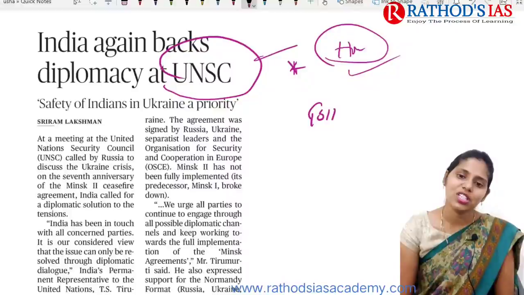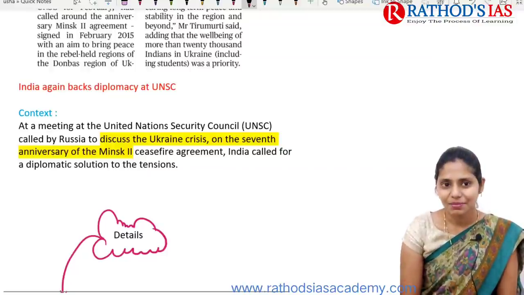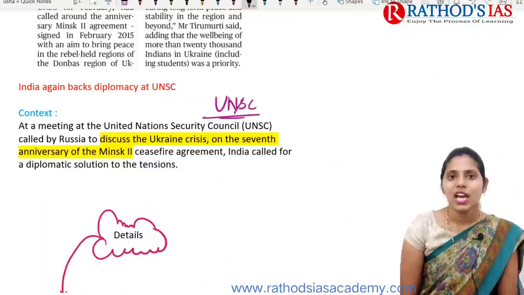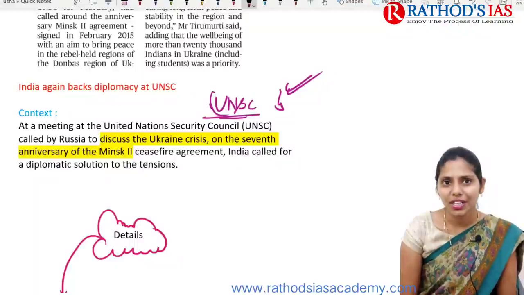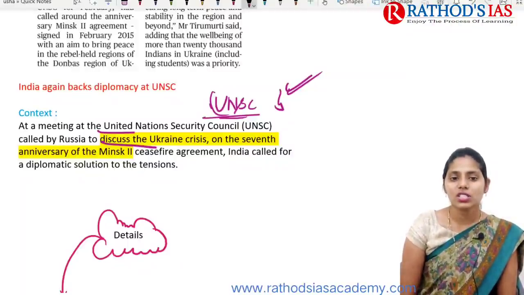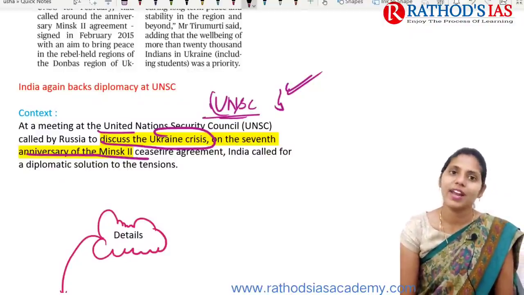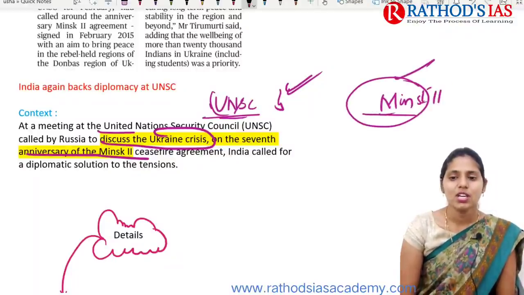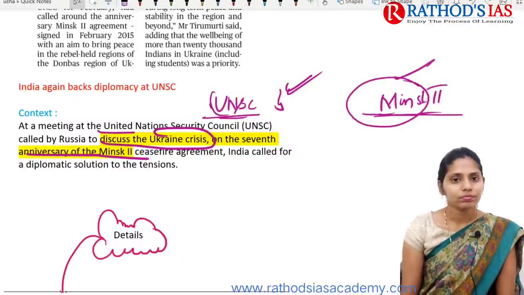This is important from your GS Paper 2 under international relations. If you talk about the context, at a meeting in the United Nations Security Council, called by Russia to discuss the Ukraine crisis on the 7th anniversary of the Minsk 2 ceasefire agreement. So in this 7th anniversary, Russia called to discuss the Ukraine issue.